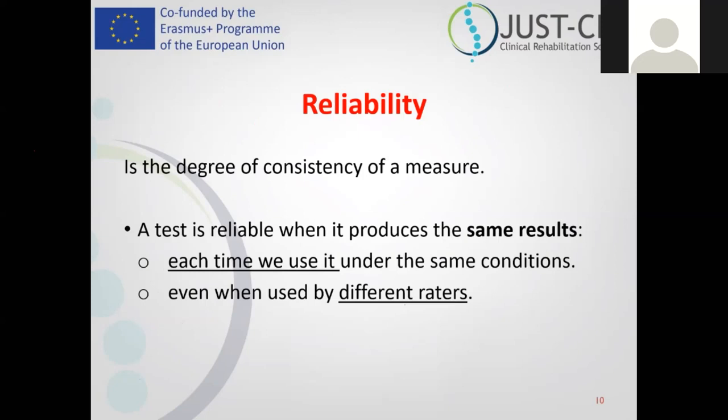Reliability is the degree of consistency of a measure, which means: what is the degree of consistency in the results that an instrument can produce? Would it produce similar results or not? If it's a reliable instrument, it will yield similar results each time we use it, no matter who uses it. For example, if different raters use it and the instrument is reliable, it will probably yield similar results.